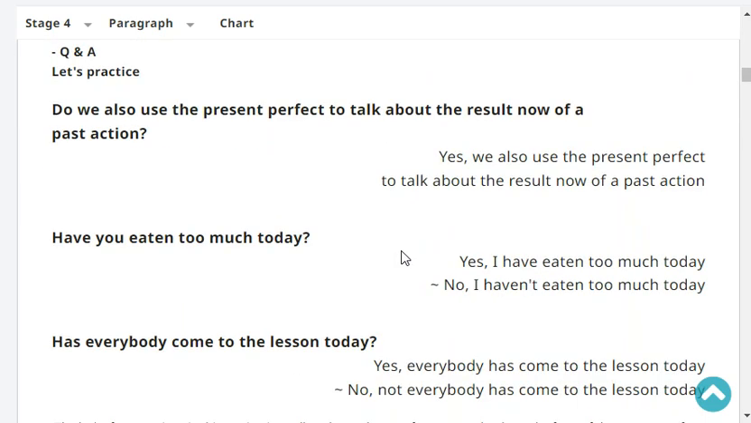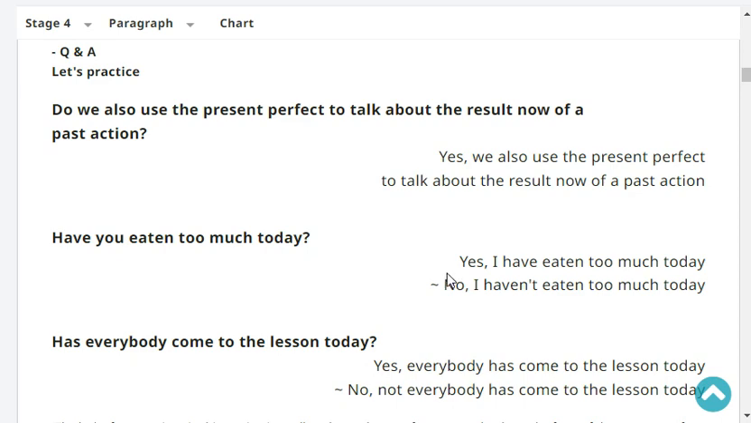Do we also use the present perfect to talk about the result now of a past action? Yes, we also use the present perfect to talk about the result now of a past action.